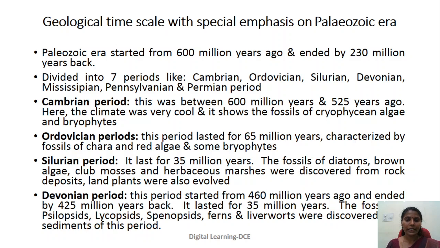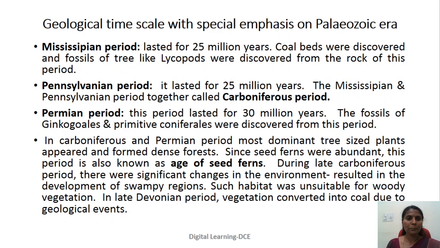It lasted for 35 million years. The fossils of Coelopsids, Lycopsids, Spinopsids and ferns along with liverworts were discovered from the sediments of Devonian period. Mississippian period lasted for 25 million years, where coal beds were discovered and fossils of tree species like lycopods were discovered during this period. Mississippian period is followed by Pennsylvanian period, which lasted for 25 million years. Both Mississippian and Pennsylvanian periods together are known as Carboniferous period.